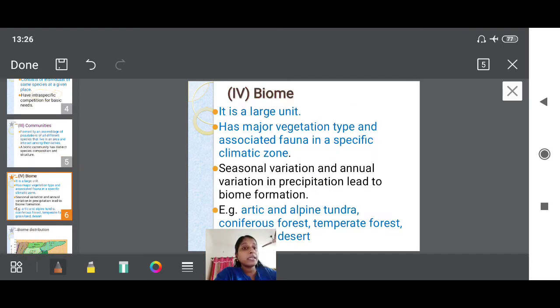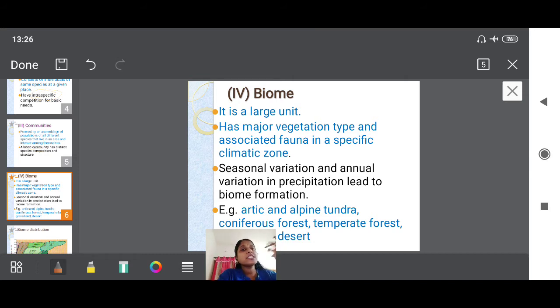Next we are moving on to the highest level, the last level, biome. So what is a biome? It is a large unit, big, okay. It has a major vegetation type. One particular biome has a different vegetation type, and the animals living there are also very different from one place to another. Like the polar region, the same you cannot find in the tropical forest, nor in the desert, it will be somewhat different, okay. The vegetation is different, the flora is the plants, and the fauna, the animals associated with them, is also completely different.